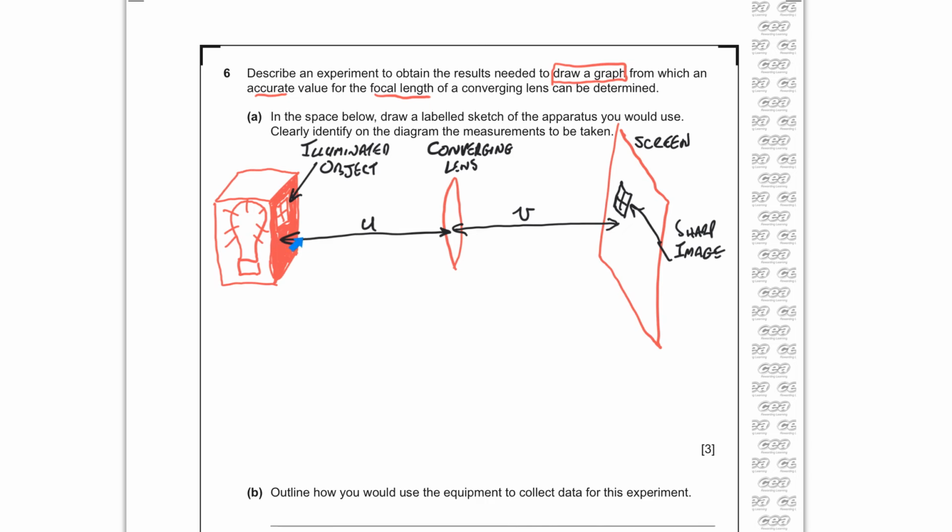Secondly, you should be very clear that U is from the position of the illuminated object, not just some vague locale here, but very specifically right to where the illuminated object is, right to the center of the lens. And the same for V, center of the lens, right to the location of the sharp image. So be very, very clear what it is you're measuring, and when you measure them when you've got that sharp image. You don't measure them at any other time.